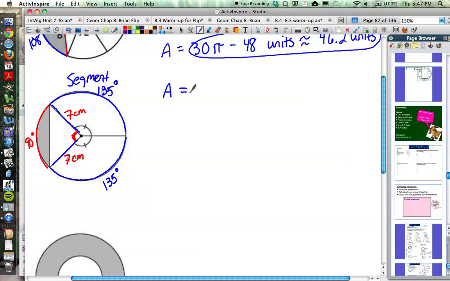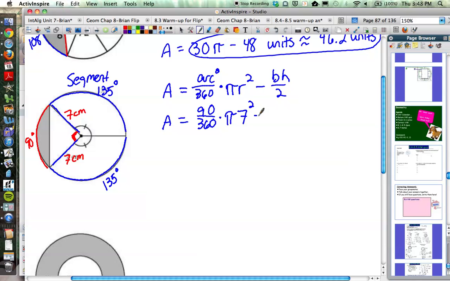Good work. All right, so the area is going to be the sector of the circle, so arc measure out of 360 times pi r squared, minus the area of the triangle, so base times height divided by 2. All right, so now we have the arc measure is 90, so 90 out of 360 times pi r squared, and the radius is 7, so pi times 7 squared, minus our base times height. This is what we were talking about before. Base times height divided by 2. We can actually use both of the 7s as the base and the height of the triangle.